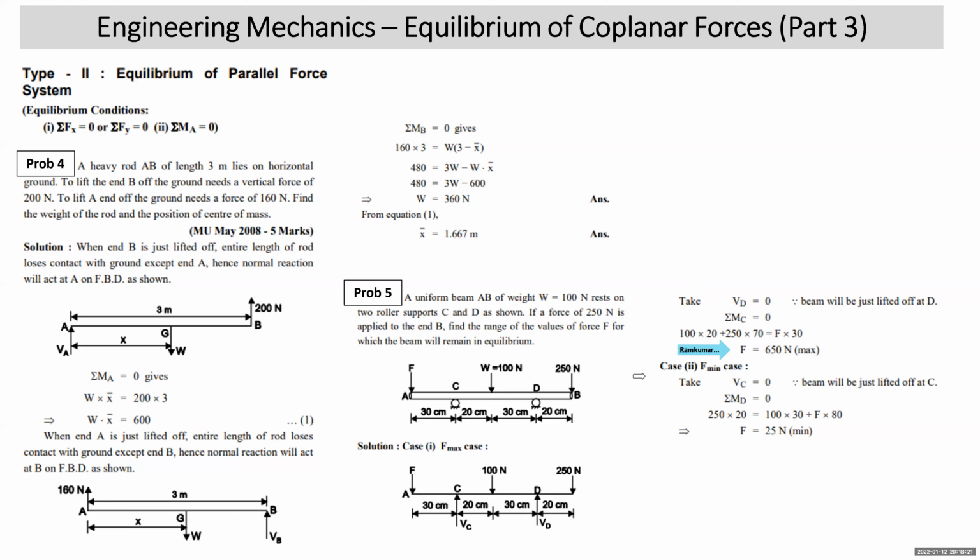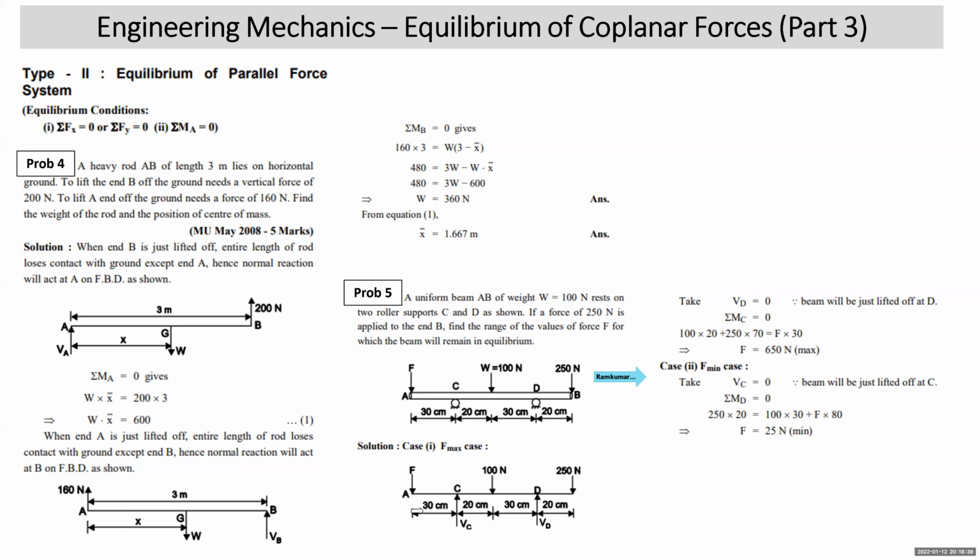Now, second case is of F minimum. F minimum is what you want, minimum value of F for the equilibrium condition. See, comparison of F will be with 250. So in comparison to 250, F should be very small. You keep on reducing the value of F.